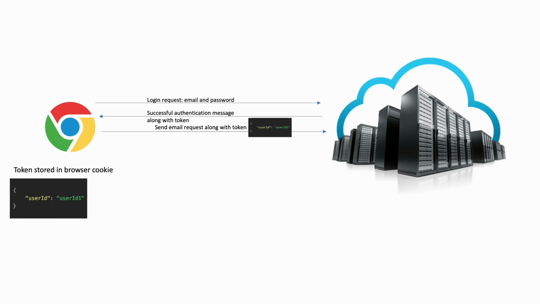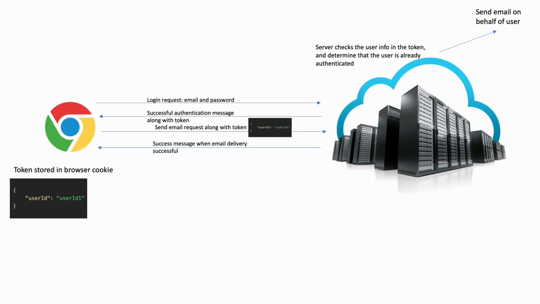So it's like a badge saying, hey, it's still me, right? You had previously authenticated me. The server looks at the badge and says, I know who you are, because the user information is already present in the token itself. It's like a VIP pass to get what they need. So the server then identifies the user. Okay, this is the user. It was already authenticated. The server then sends the email on behalf of the user. Finally, a success message when email delivery succeeds.